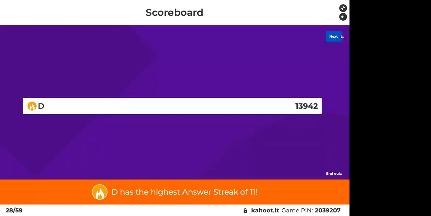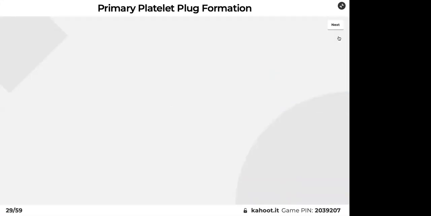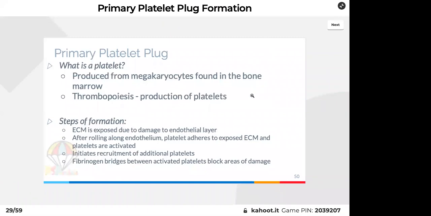I think we should have an explanation slide. Yes. Okay. So first of all, because of the injury, the ECM is exposed, and then the platelets come and adhere to that exposed ECM. Following this, they are activated. Then additional platelets also come, and fibrinogen forms bridges to block the areas of damage. So this is the first step.